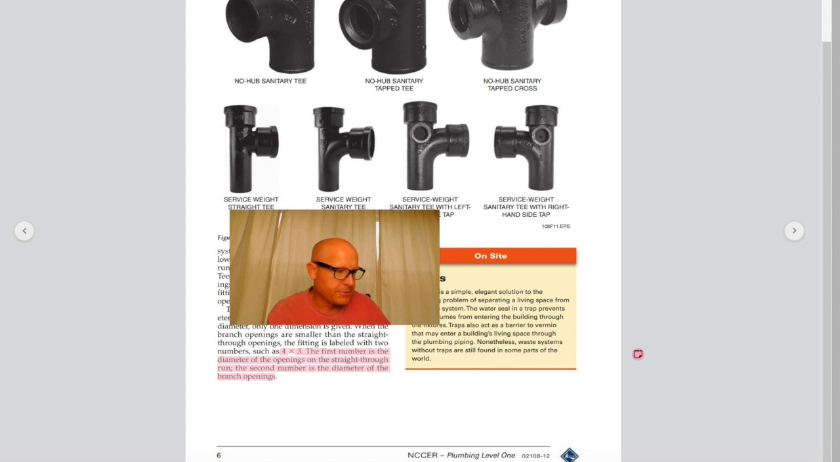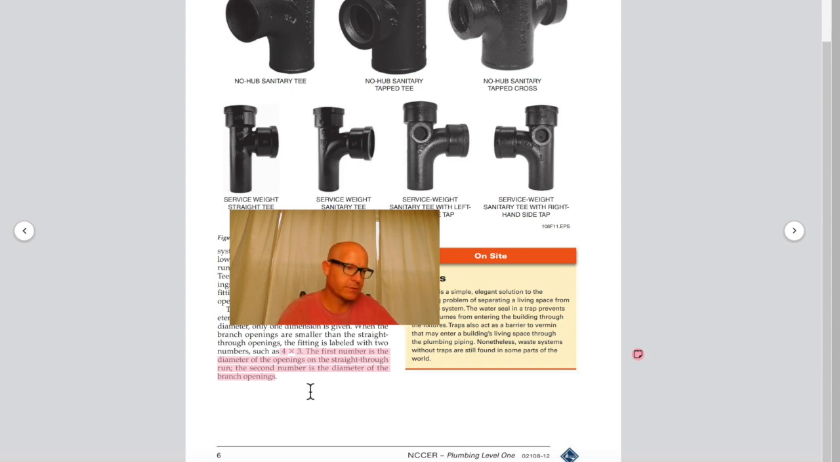All right, the dimensions on a T indicate the diameter of the openings right here. When the branch openings are smaller than the straight through openings, the fitting is labeled with two numbers, such as 4x3. The first number is the diameter of the openings in the straight through run. The second number is the diameter of the branch openings.